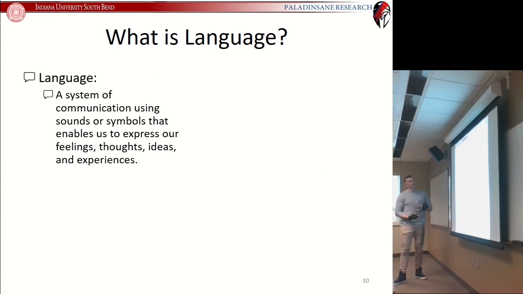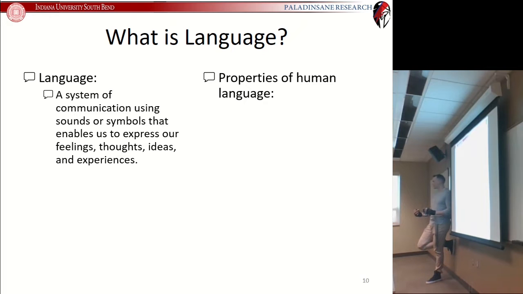All right, so what is a language? So the definition of a language is a system of communication, clearly, using sounds or symbols that enables us to express our feelings, thoughts, ideas, and experiences. So that's the basic idea of what a language is. And in order to help psychologists study language, they've also identified some key properties of human language. Humans seem to have a special place amongst the language users in our world. Bees have language, apes have language, but there seems to be something that is degrees beyond in terms of human language. So they identify certain properties of human language.